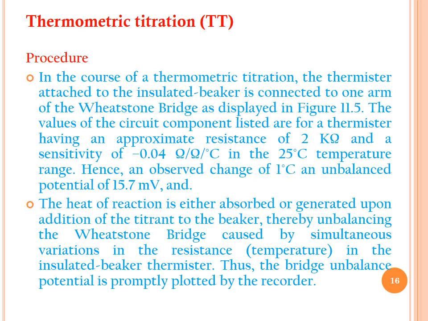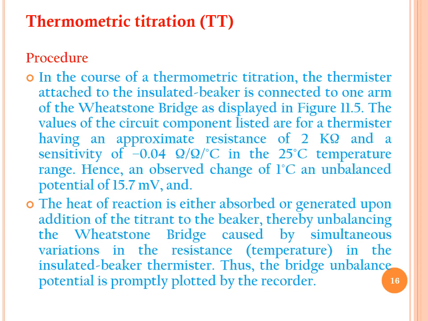The procedure is continued in the course of a thermometric titration. The thermistor attached to the insulated beaker is connected to one arm of the Wheatstone bridge, as displayed in the figure in the last slide. The values of the circuit components listed are for a thermistor having an approximate resistance of 2 kilo ohm and a sensitivity of minus 0.04 ohm per centimeter in the 25 degree centigrade temperature range.